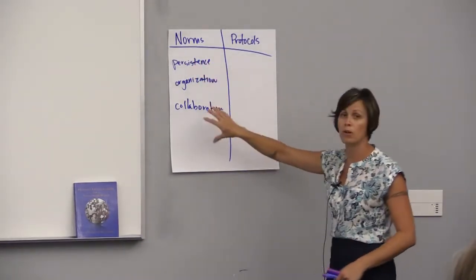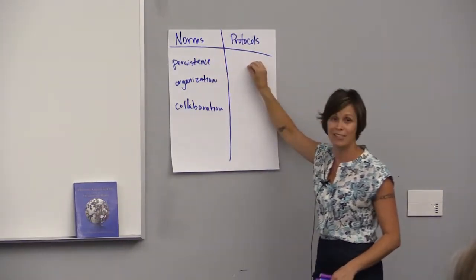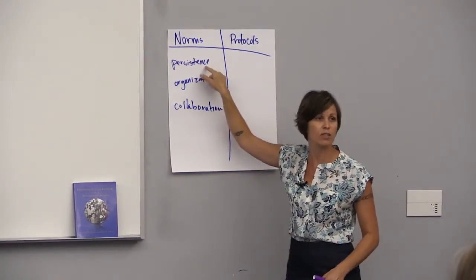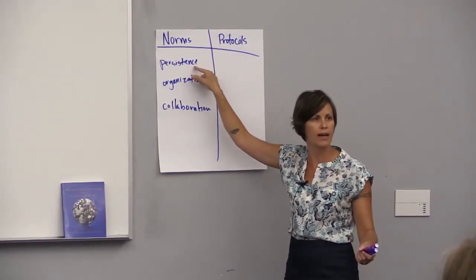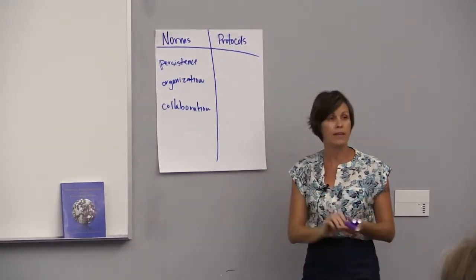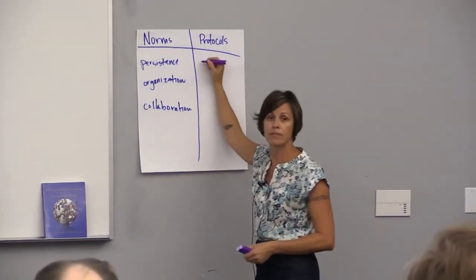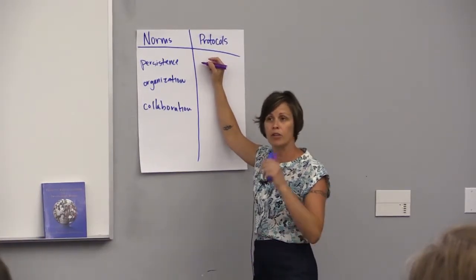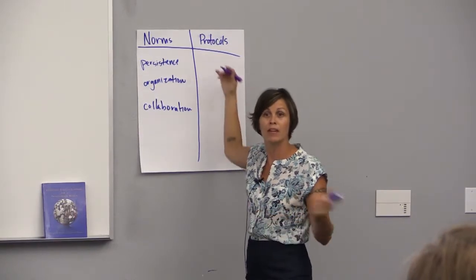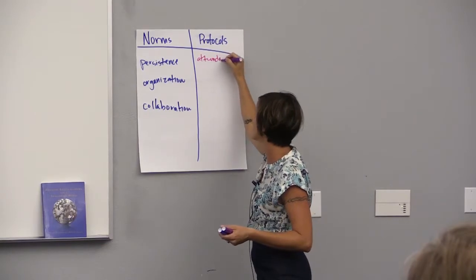So if these are the norms in my class, what are the protocols that my students don't even know that I do to make this happen? So if persistence is a norm for you, we persist in this class. It's the culture of who we are. Then a protocol that you have is, you got to be here, right? So the protocol is, I'm going to have a strict attendance policy. And if you're absent twice, I'm going to call you on your cell phone and make sure that I know where you are. So persistence could be an attendance policy.